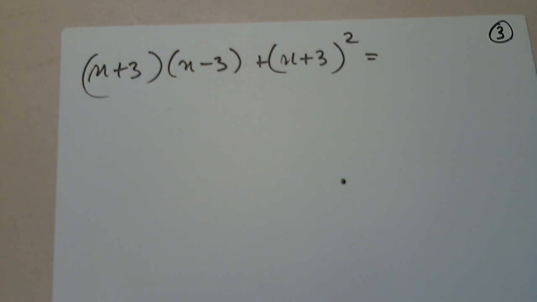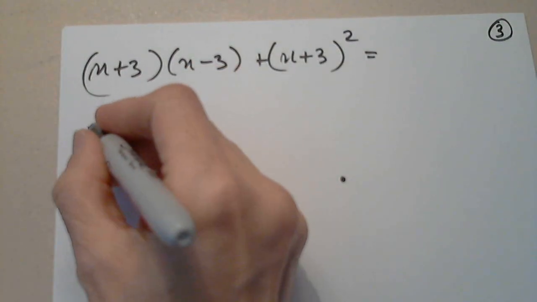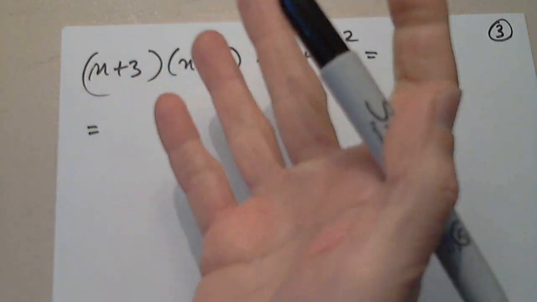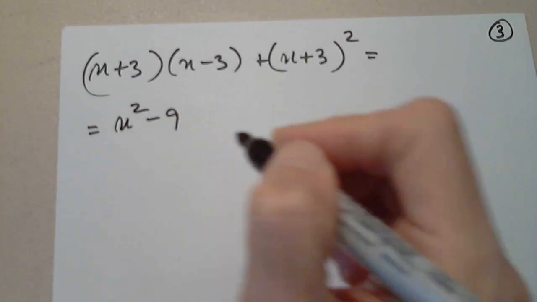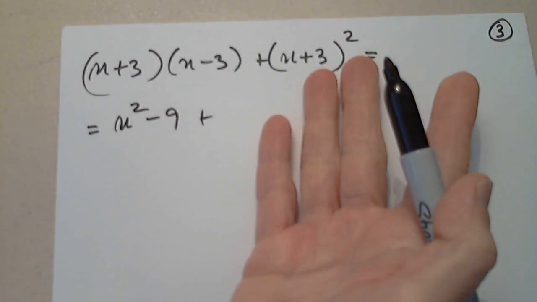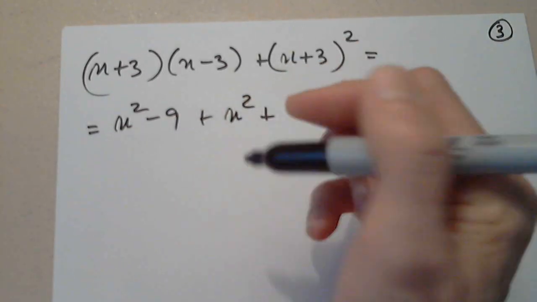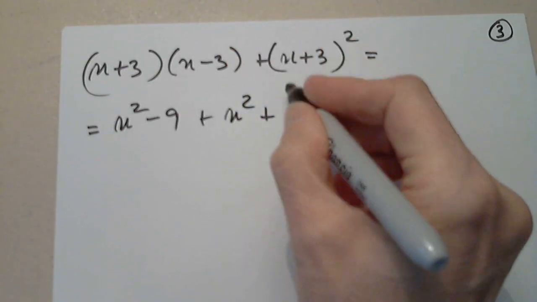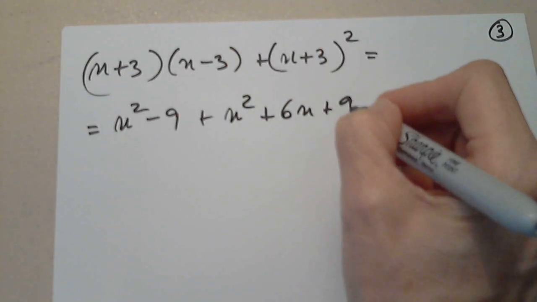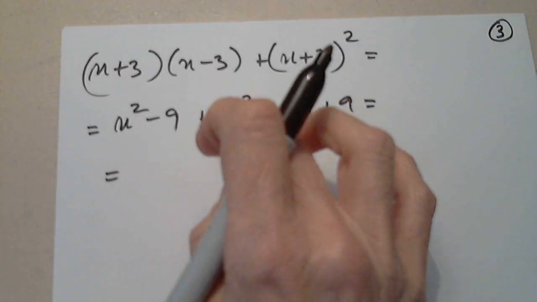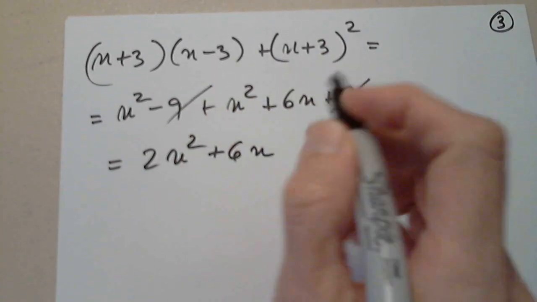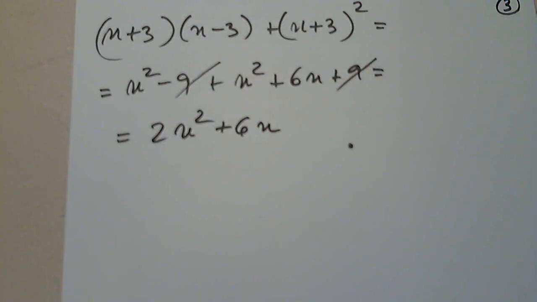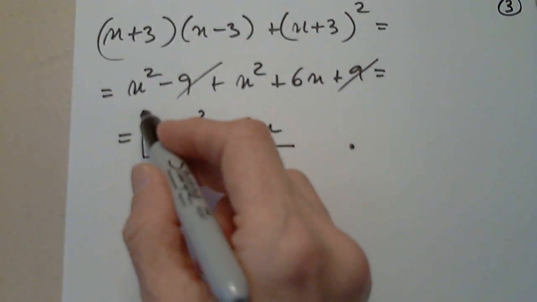Okay, so option number one is to multiply. I know the rule. The terms are the same, so it's n squared minus 9. I know the special product: n squared plus 2 times the first times the second, plus the second term squared. Now I combine like terms. I have 2n squared plus 6n. All perfect, no problem. And this is it.